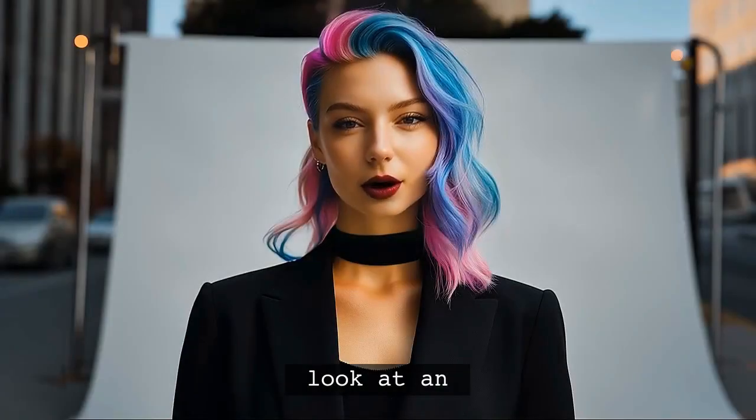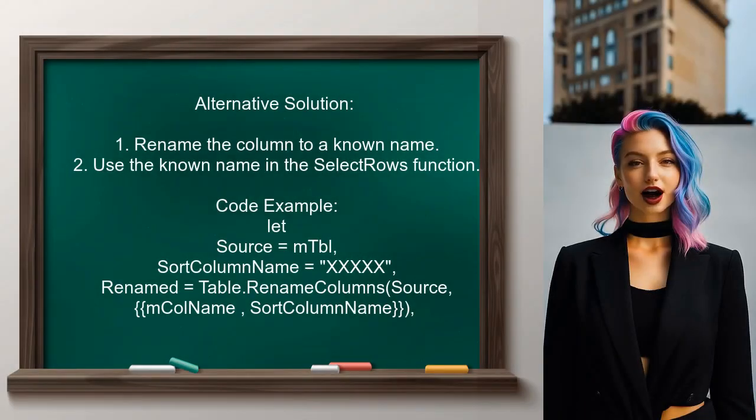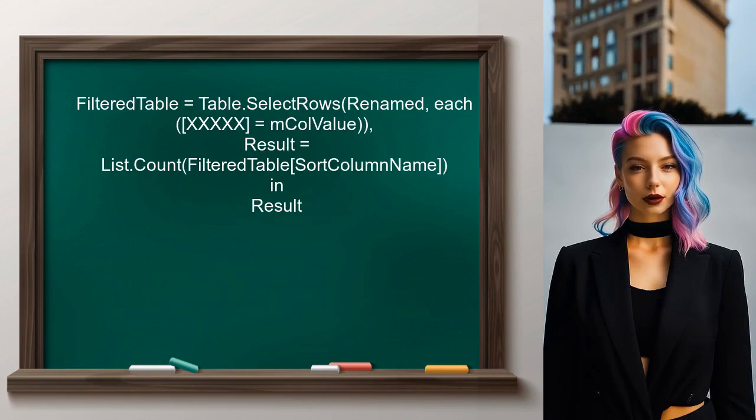Let's take a look at an answer from another user. An alternative solution proposed by another user involves renaming the column to a known name within the function. This eliminates the need for a dynamic column name in the Table.SelectRows function.